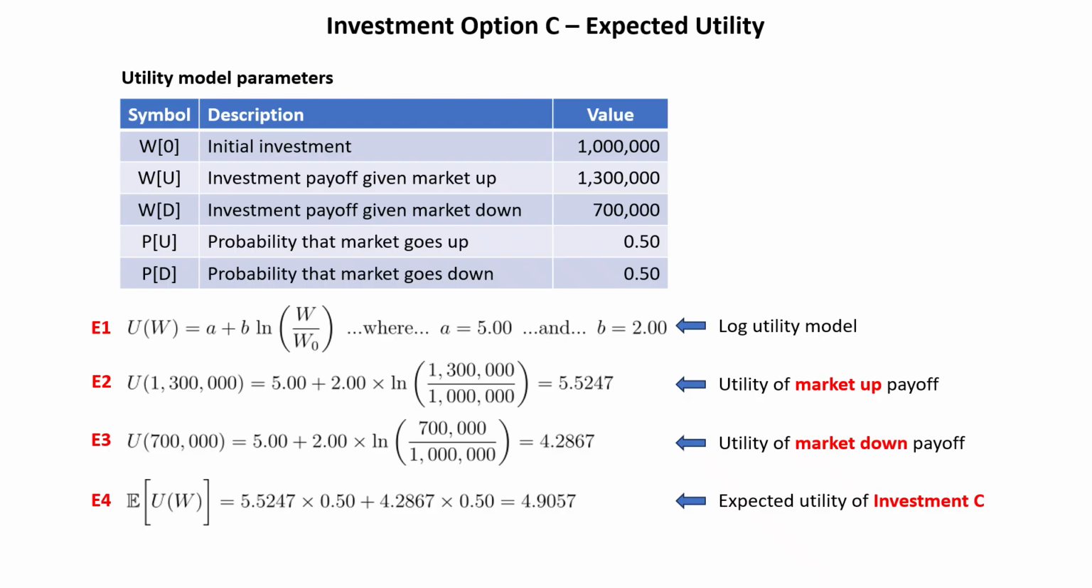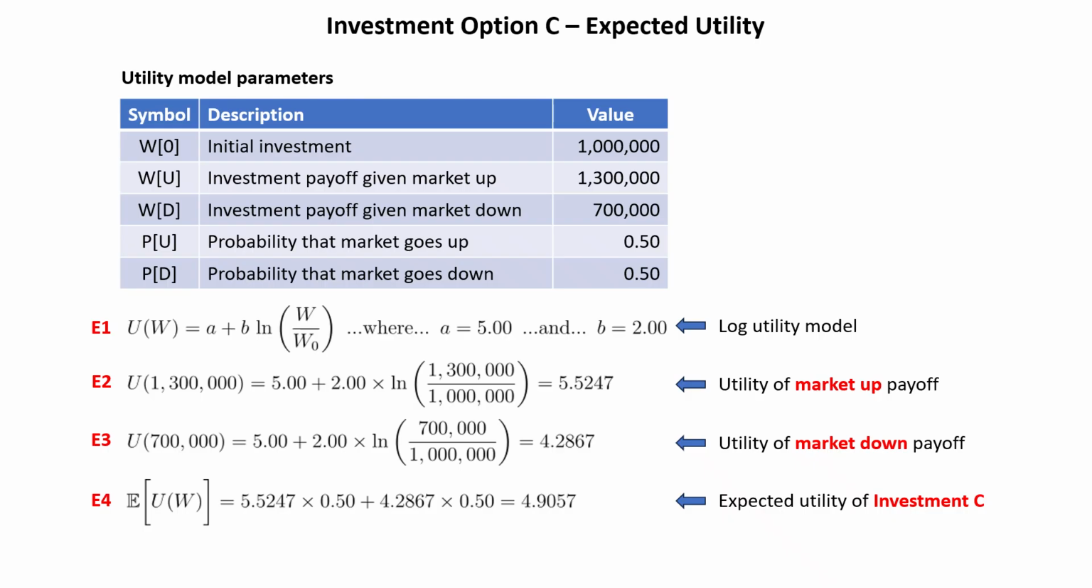So if you go through the math, the utility of $1.3 million is 5 plus 2 times the log of our ending wealth of 1.3 million over our beginning wealth of 1 million. So our utility is 5.5247. So that's the utility of the market up payoff.